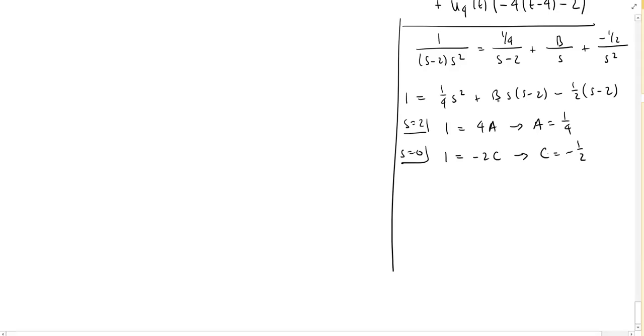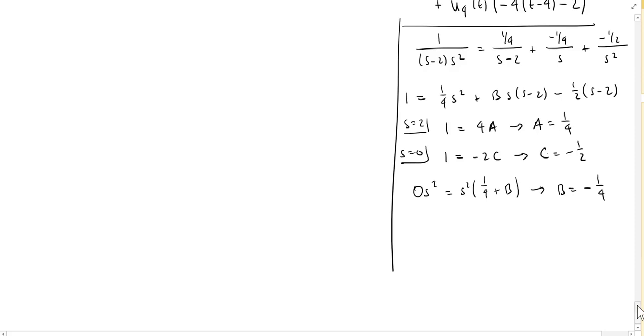Notice the first term here, when I distribute, would be bs squared. And let's see, on the left-hand side, I have no s squareds. So no s squareds on the left. And on the right-hand side, I have a fourth s squareds. And I also have bs squareds. And that's it. There's no more s squareds. And so b plus a fourth has to be 0. So we conclude b is negative a fourth. Okay.